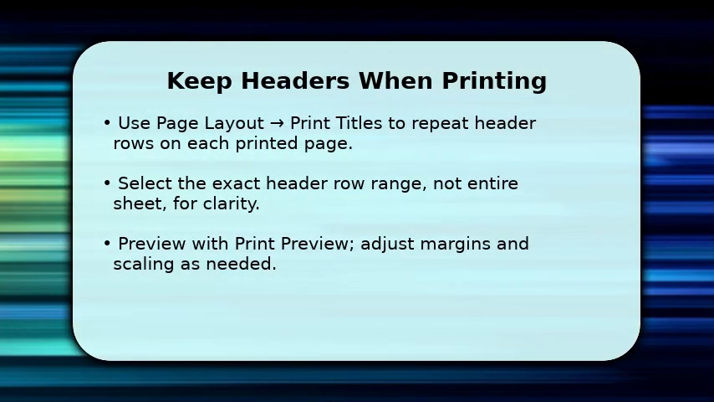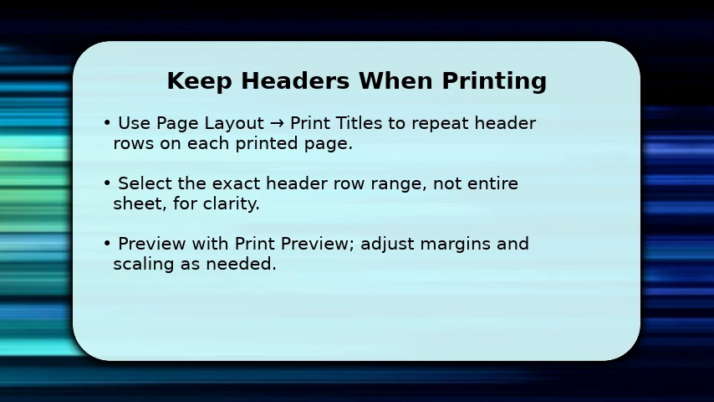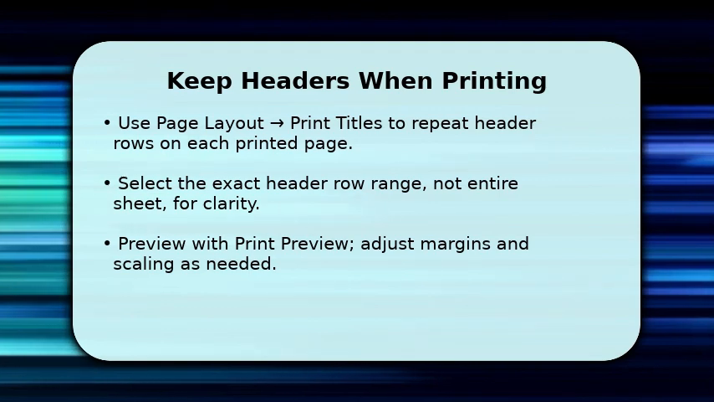Next, set headers to repeat on printouts so viewers always see column names. Open Page Layout and click Print Titles. In the dialog, set rows to repeat at top and pick your header row range. This is why you choose the exact row range. Excel prints repeated headings only for the specified rows.